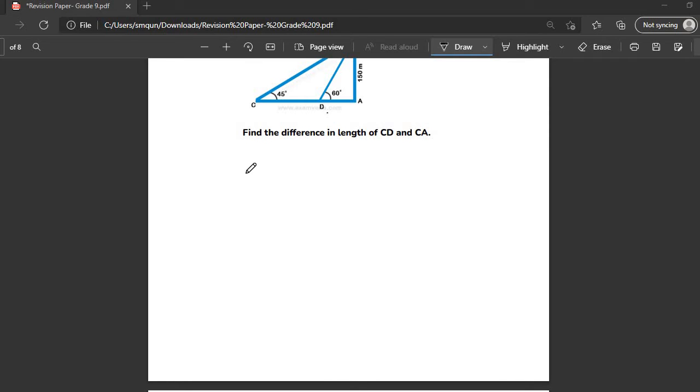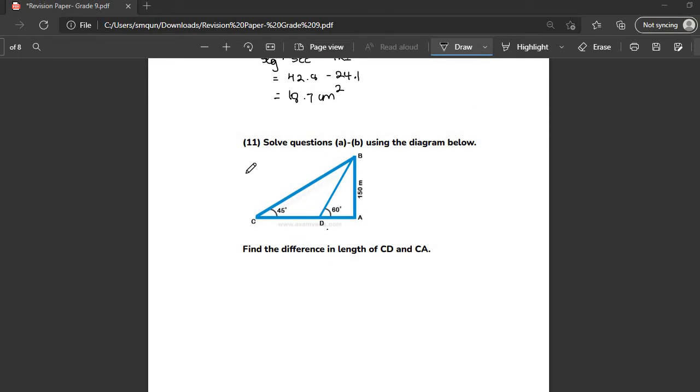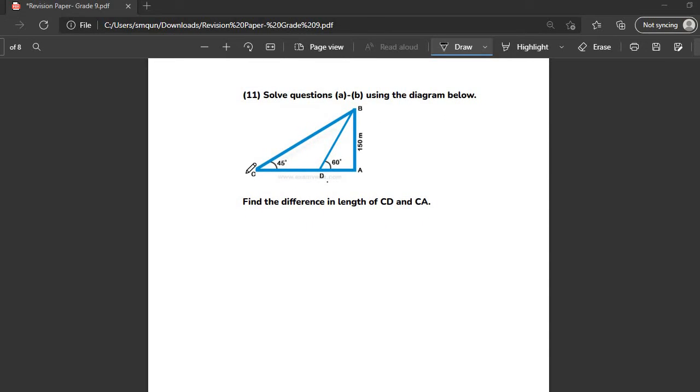Okay, so this is part 2 of the revision questions video. So we stopped at question 11. This question asks us to find the difference in the length of CD and CA.